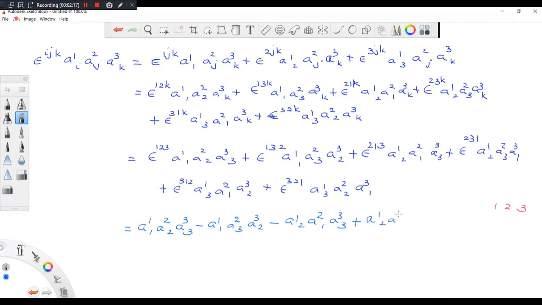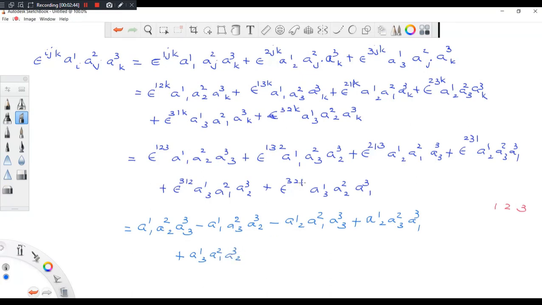A12, A23, A31. And what about here? This is also plus. Here I have 3 and 1. So 1, 3 will come. Then 3 and 2, 2, 3 will come. So 2 times, again plus: A13, A21, A32.